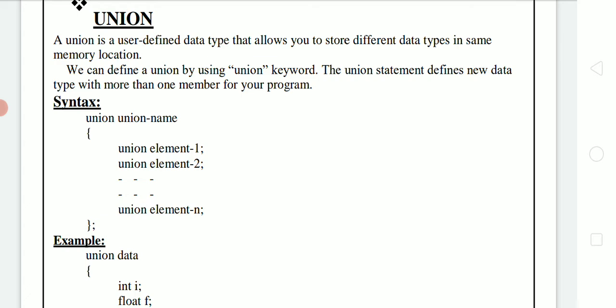So union is also a user defined data type like structures, but there are only two differences. We can discuss these differences in programming. By using unions we can create user defined data types, and we can use primitive data types in unions.